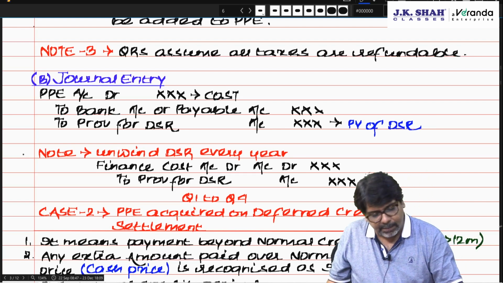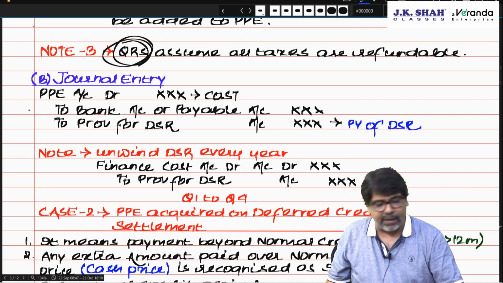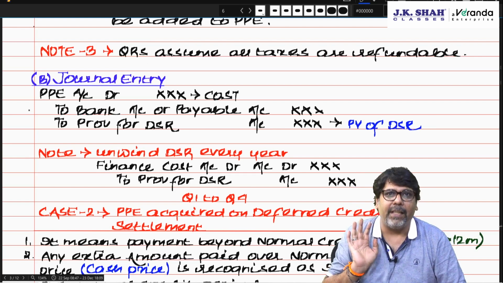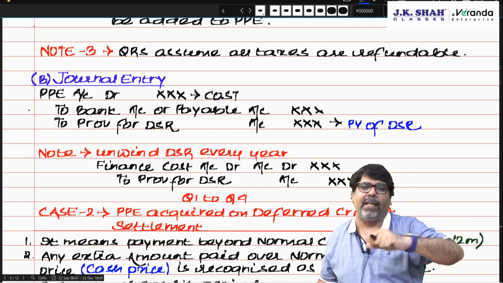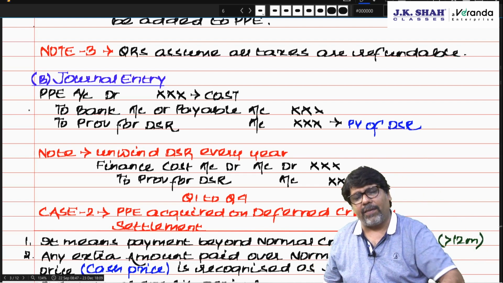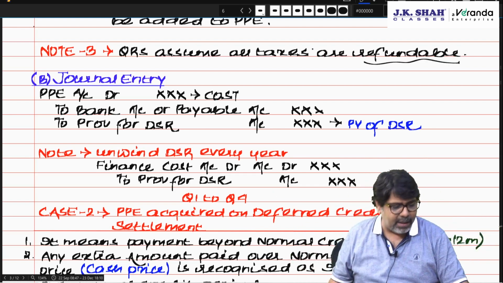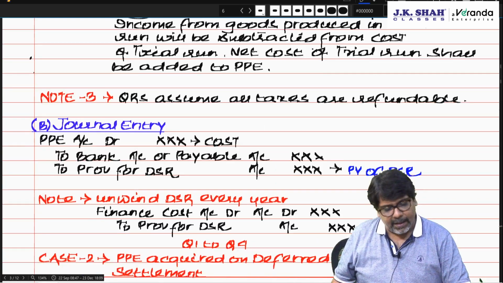If nothing is mentioned, QRS means nothing. QRS means question remaining silent. The question is silent, it is telling nothing. Otherwise, the question will shout and tell refundable tax, non-refundable tax. If nothing is told in the question, then we assume that all taxes are refundable. Am I clear? Now, Chartered.